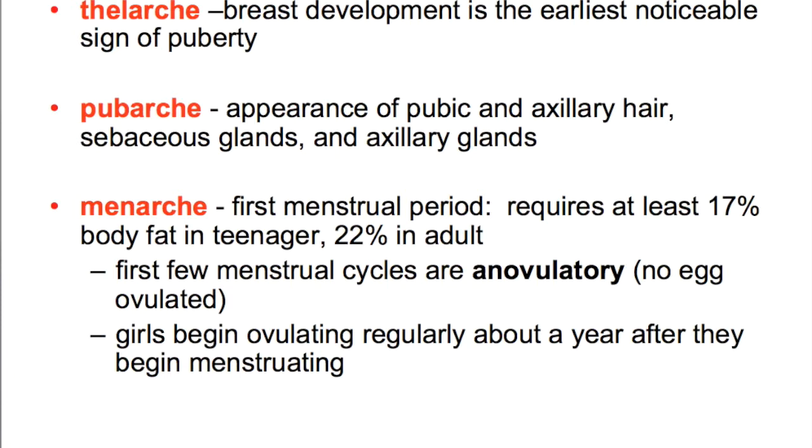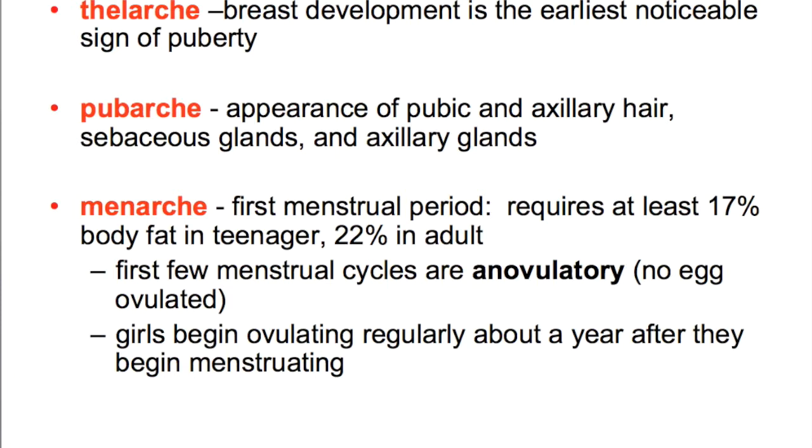And then menarche is what most people refer to as the first sign of puberty. This is your first menstrual period, okay? So it requires at least 17% body fat in teenagers and 22% in adults. And actually, for people who suffer from anorexia, they don't undergo menstruation at all, or they'll have very irregular menstruation, and it's very dangerous for them to be at those weights.